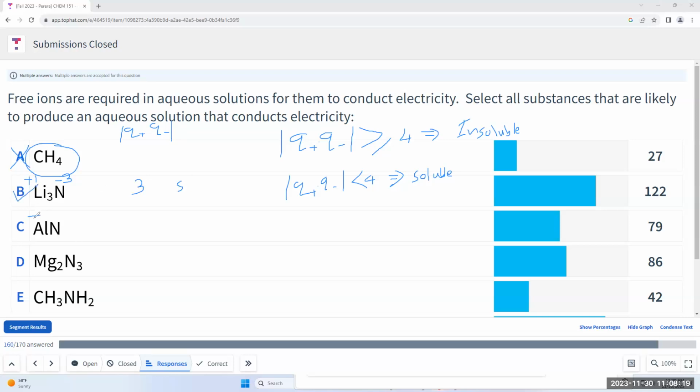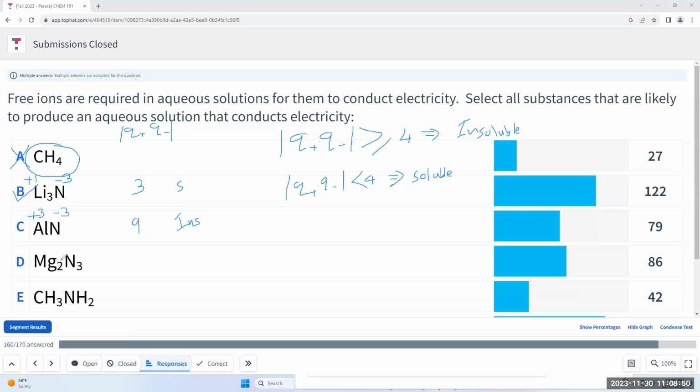Aluminum nitride, aluminum is +3, nitrogen is -3. How do we know this? Aluminum is in group 3. It's going to remove 3 electrons to become like a noble gas. Therefore, it's going to form +3. Nitrogen is in group 5. It's going to gain 3 electrons to become like a noble gas. Therefore, it's going to form -3. Therefore, the charged product is 9. Okay, this will not be soluble in water. Therefore, this is insoluble, right? If it is insoluble, it will not conduct electricity.